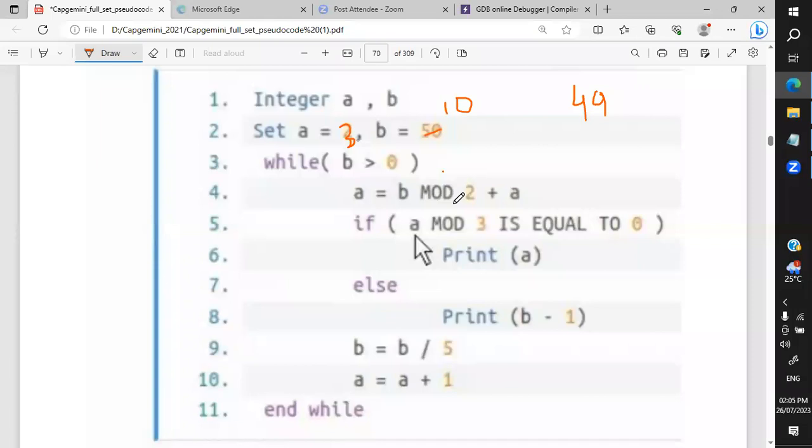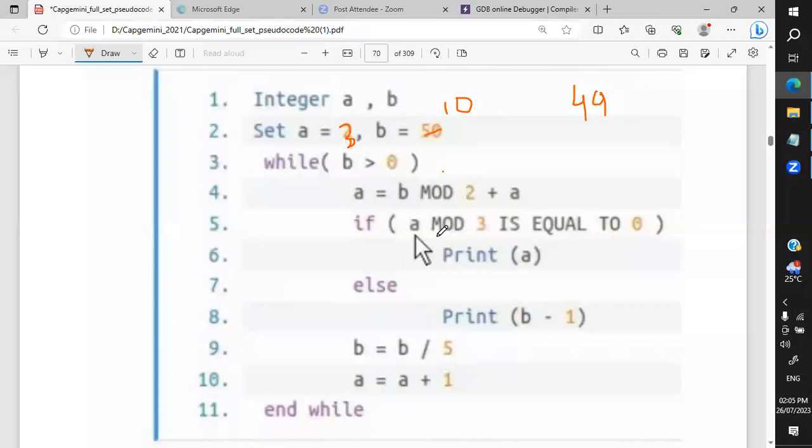3 mod 2. What is 3 mod 2? Sorry, B mod 2, right? 10 mod 2. My mistake. B mod 2. 10 mod 2. What is 10 mod 2? 0 only, right? 10 is divisible by 2. It is 0. 0 plus A. That means what? A only, which is nothing but 3. Are we changing A value? No. A is still 3.